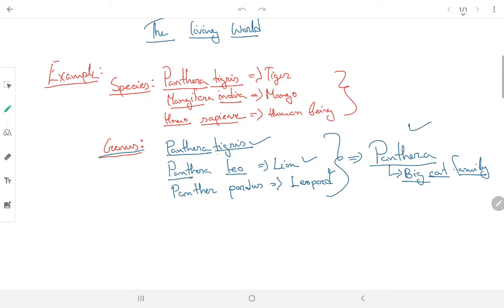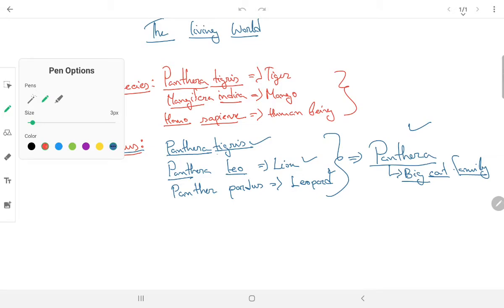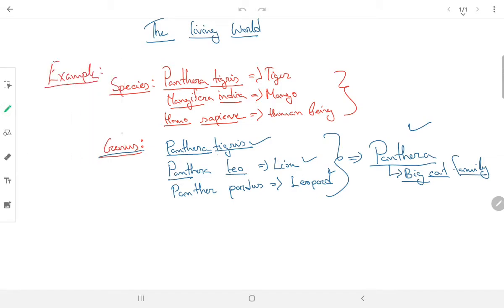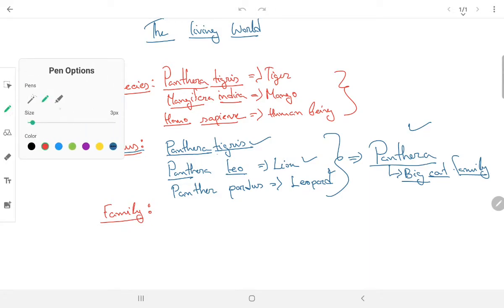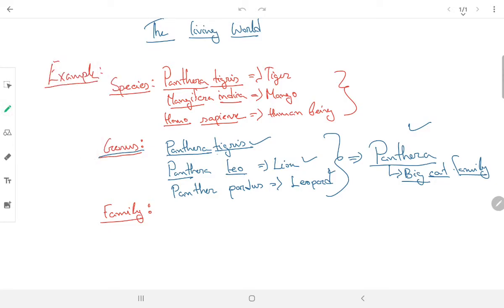Next, what was next after genus? Keep pots clean or family get sick, right? So next is family. Similarly, what will be the definition of family? It will be similar genera, together they make one family. Like one genus we have here, Panthera. This one is the big cat group.